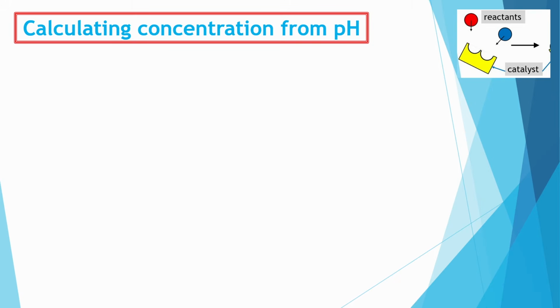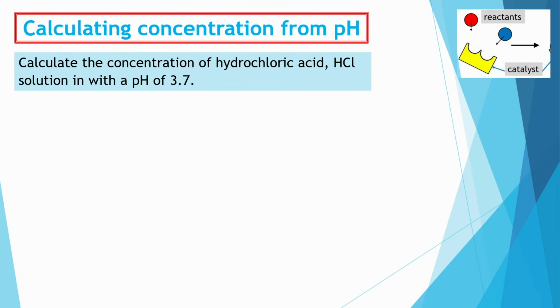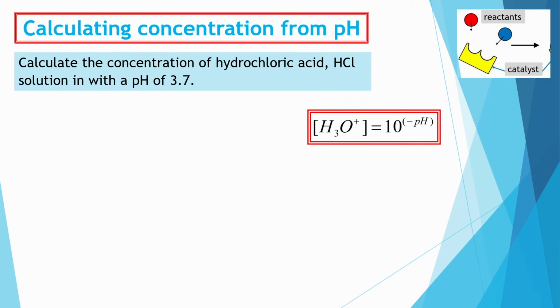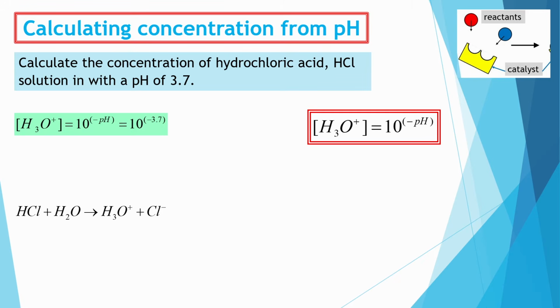Okay, if we know the pH, can we calculate the concentration of the strong acid? Yes, we can. Calculate the concentration of hydrochloric acid, a strong acid, with a pH of 3.7. Remember again, we're going to use the second function, inverse log, to calculate the H3O+ concentration from pH in our calculator. We put that value into our calculator and get an answer of 0.002 moles per litre, but that's the concentration of H3O+. They wanted the concentration of the acid.